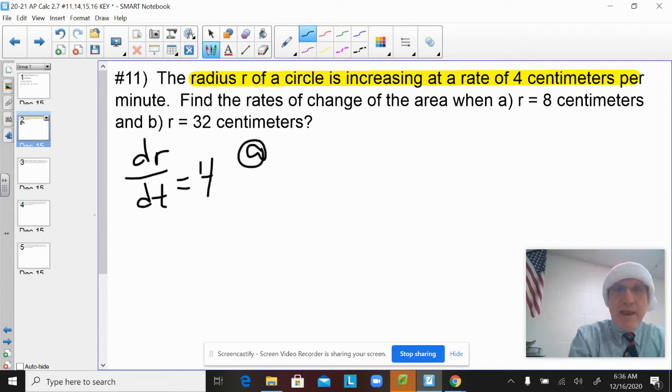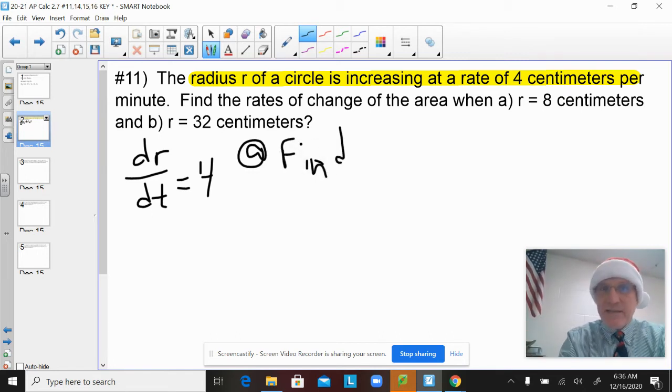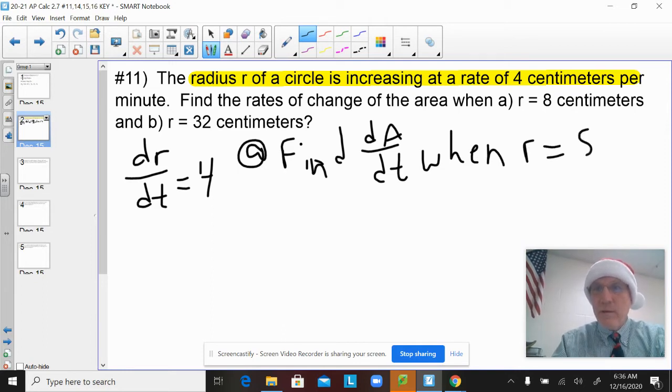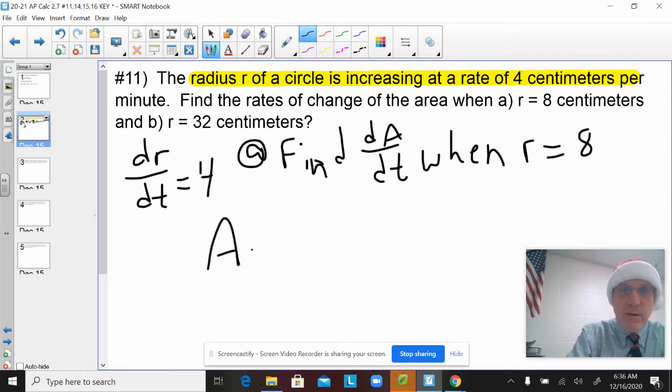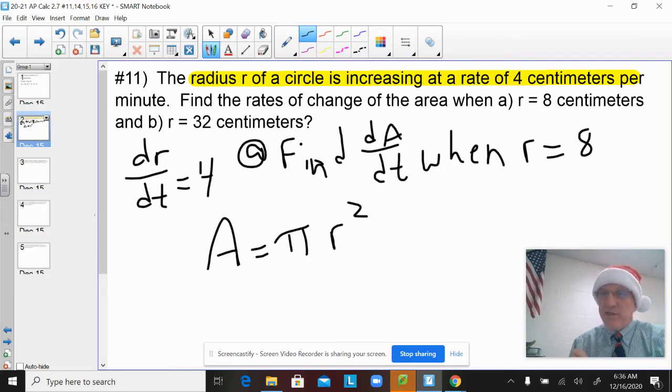And question A says find the rate of change of the area. So that's dA/dt. For question A, it says when r equals 8, and for B, it says when r equals 32. Both of those use the same equation. So once we take the derivative of the equation, we can use that same derivative for both parts A and B. I need a formula that relates the area of a circle and the radius. Well, we know that one. That's just area equals pi r squared. That's the equation we're going to take the derivative of with respect to time.